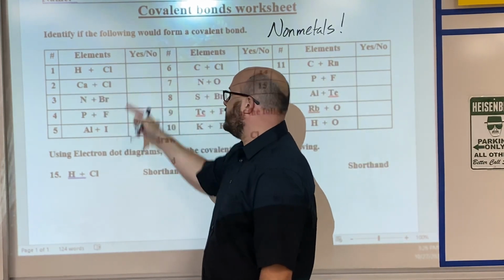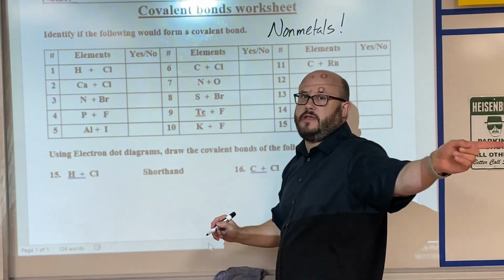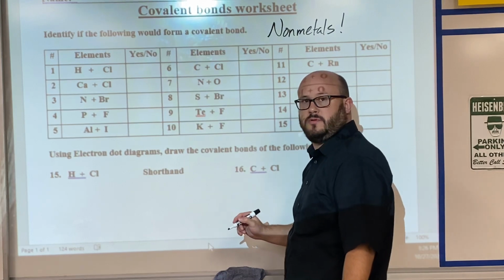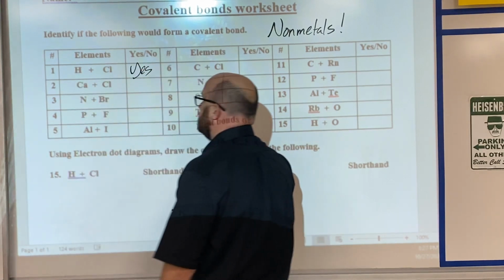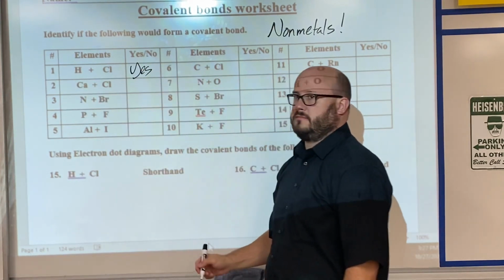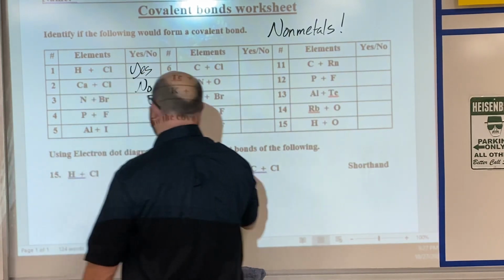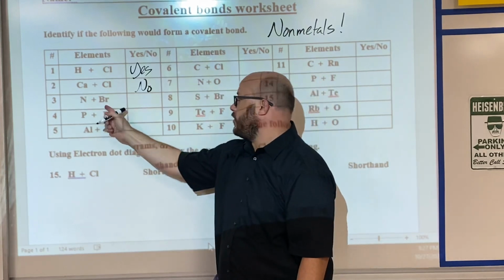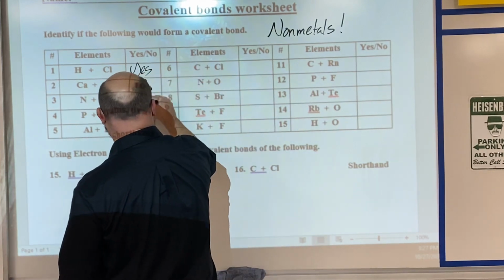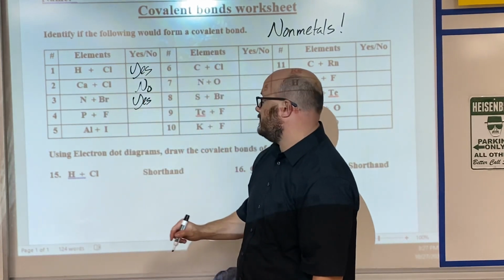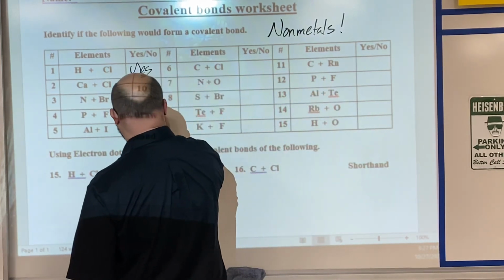So real quickly, let's run through these. Hydrogen and chlorine, will that form a covalent bond? Hydrogen is the only exception. It's the only element on the left-hand side of the table that will form a covalent bond. So yes. What about calcium and chlorine? Calcium, it's a metal. Nitrogen and bromine, both nonmetals, so yes. Phosphorus and fluorine, same thing, both nonmetals.